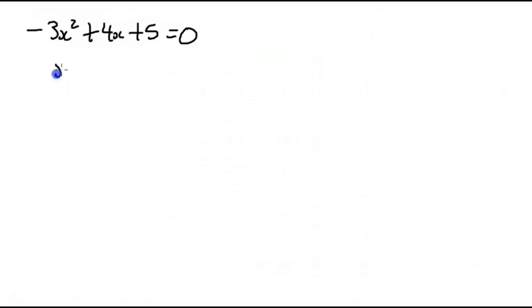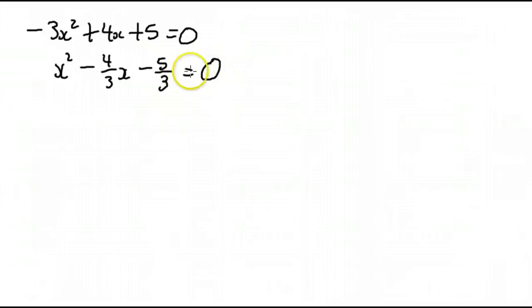So my first step is I can get rid of this negative 3. I'm going to divide everything by negative 3, and I can do that because the right-hand side is 0. Next step, I can move this constant term out of the way, just isolating my x squared term and my x term. I'm going to leave a little space here, and I'm going to move this over, 5/3.